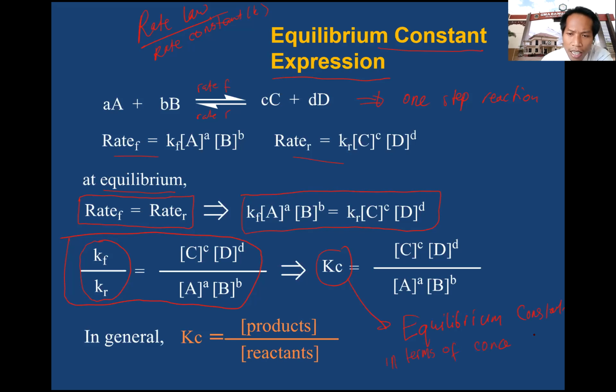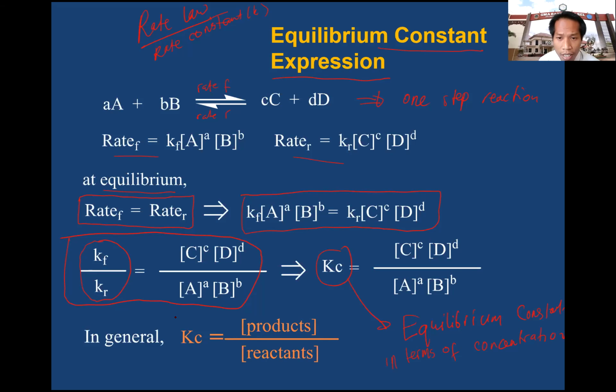Okay? So K, now it is capital K. Capital K to the C means the equilibrium constant in terms of concentration. It's coming from the rate constant of forward over the rate constant of reverse. And at the other side, we will see the concentration of C to the power c, D to the power d, over the concentration of A to the power a, B to the power b. We know that C and D in the reaction are the products and A and B are the reactants.